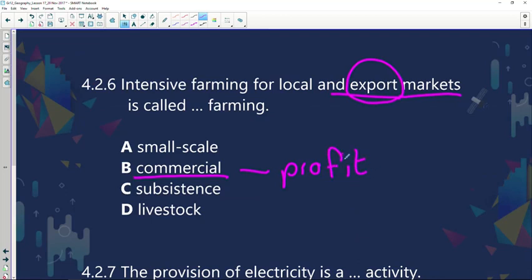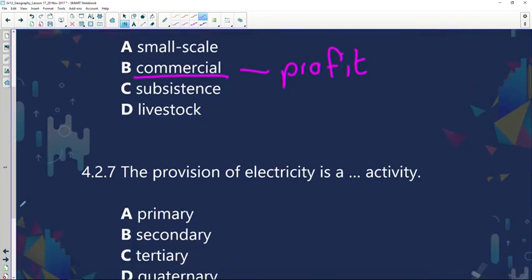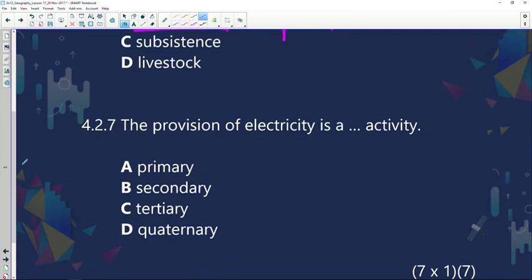Now, if you look at subsistence farming, it's only to farm for yourself. Livestock farming is usually animals, and small-scale farming is also for yourself, with different types of farming activity taking place at once. The provision of electricity is A, B, C, or D.